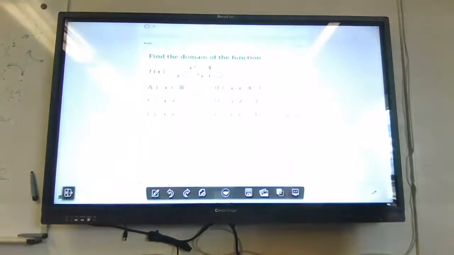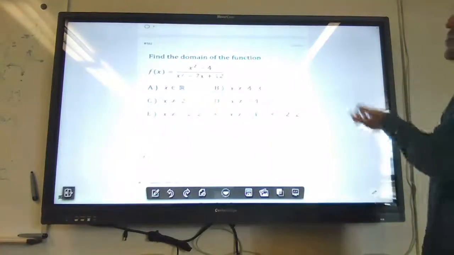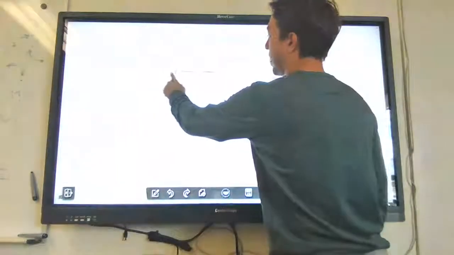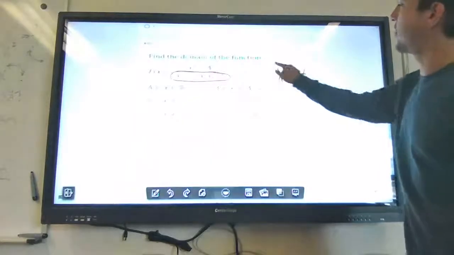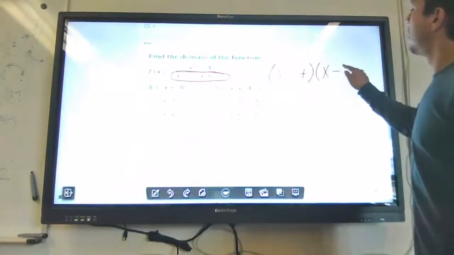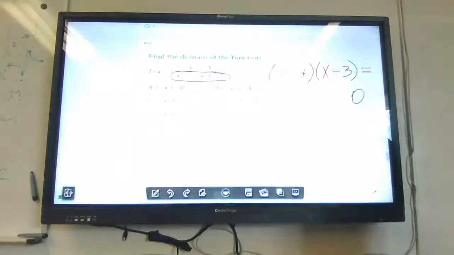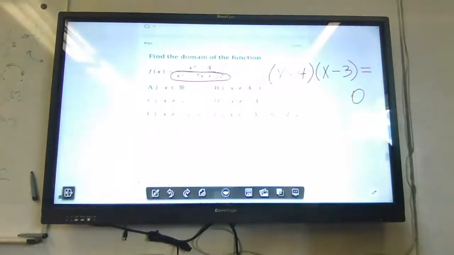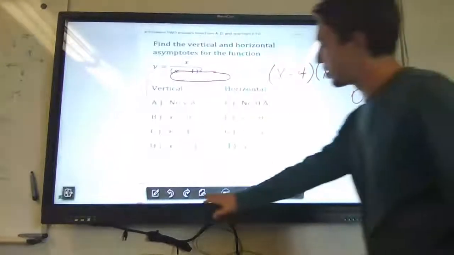Find the domain. Oh, what is domain? All numbers x can be equal to. Yeah, I usually find them by saying what numbers aren't allowed to go in, so I'm concerned with... I can't divide by 0. So what x values would make that bottom, which I can factor into this, equal to 0? Well, a 4 or a 3. So the answer is B. X can be anything except for 4 or 3. Are we cool with that? Yes. No.